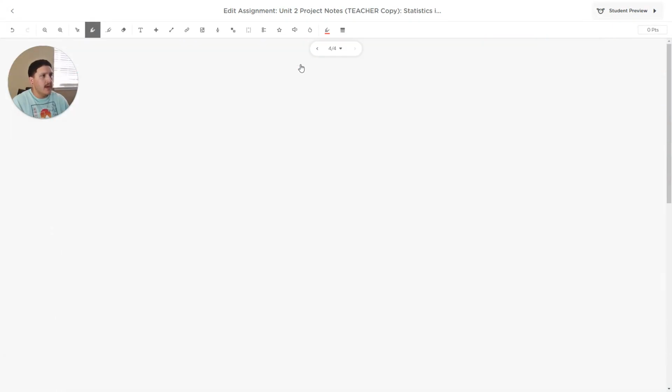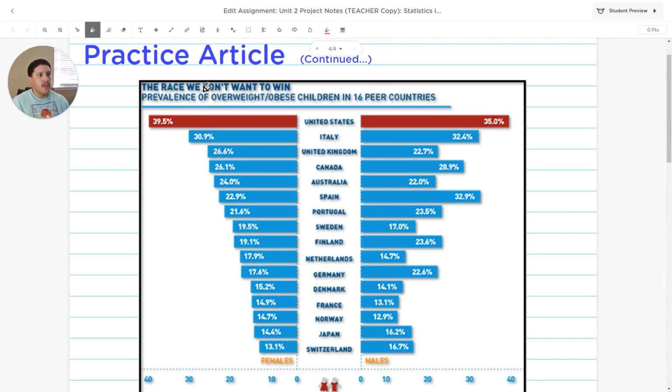Another example. This graph, which is The Race We Don't Want to Win, that's the title: Prevalence of overweight, obese children in 16 peer countries.